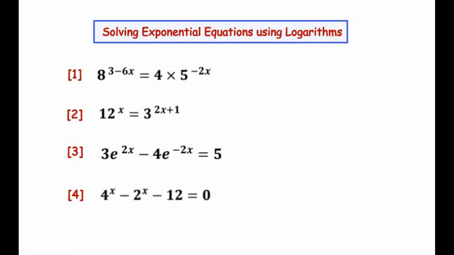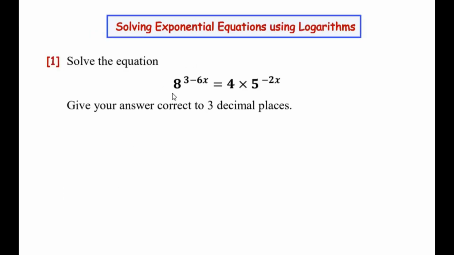In this video we are going to solve 4 exponential equations using logarithms. So let us start with the first one. Solve the equation 8 to the power of 3 minus 6x is equal to 4 times 5 to the power of minus 2x and give your answer correct to 3 decimal places.